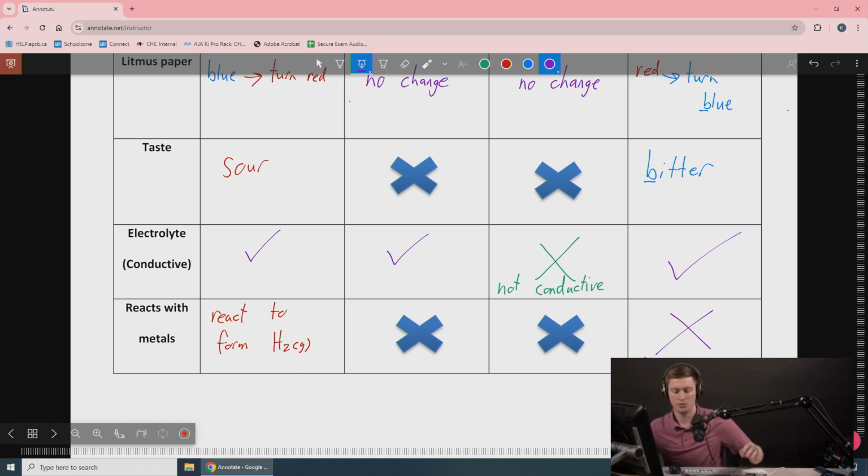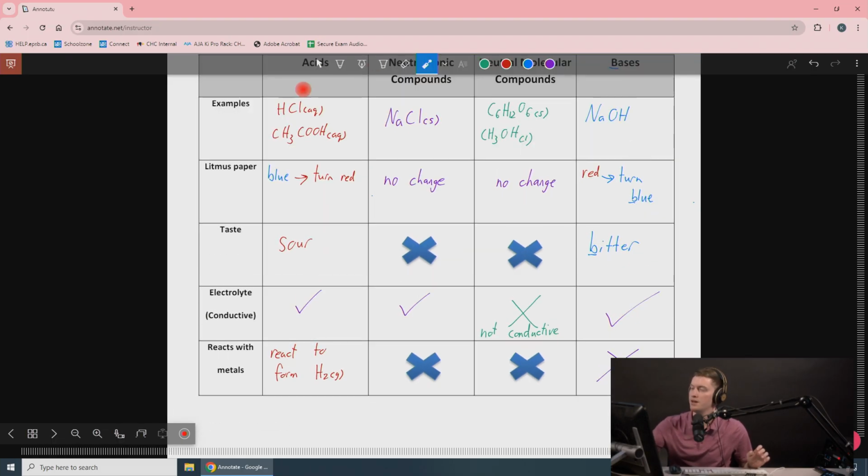In the next lesson, we're going to use this table of properties to identify some mystery solutions using these tests for litmus paper and conductivity. I don't think I'm going to taste any of the solutions, but that will be our next lesson.